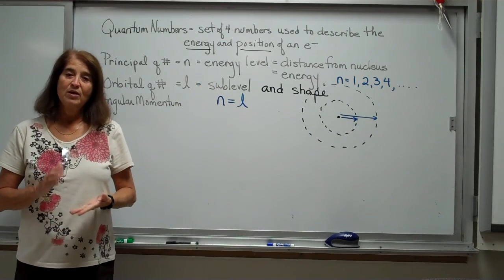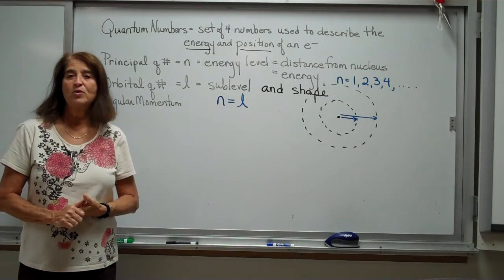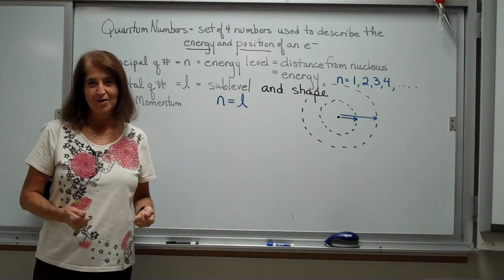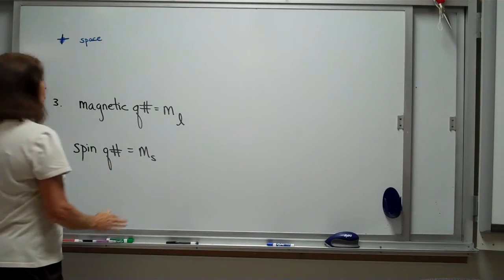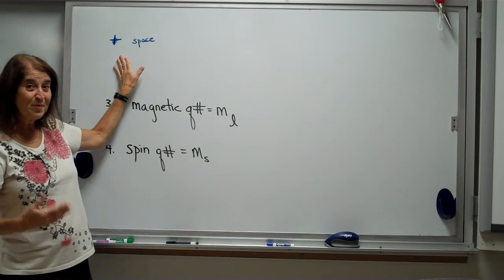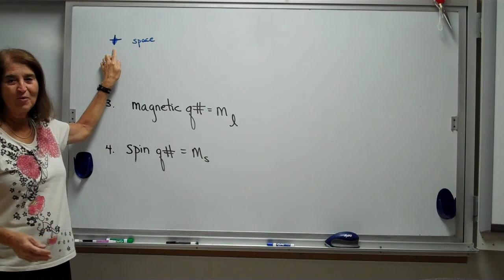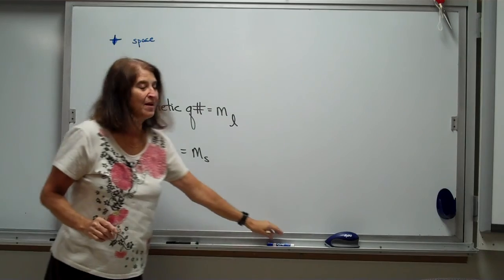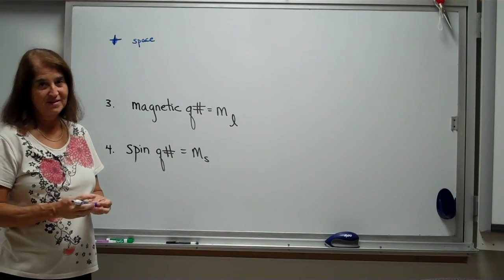This is going to show us the distance of that electron from the nucleus, and it's also going to tell us something about the energy of that electron. Let's take a look. What I have here is going to be a model of the atom, and in the center of the atom we're going to have a very small positive nucleus.